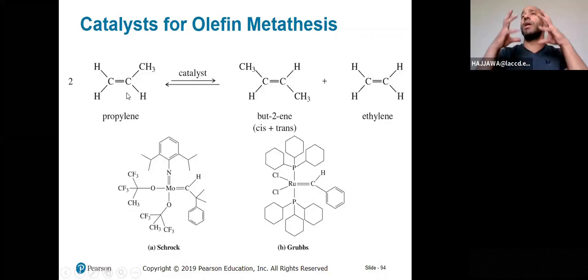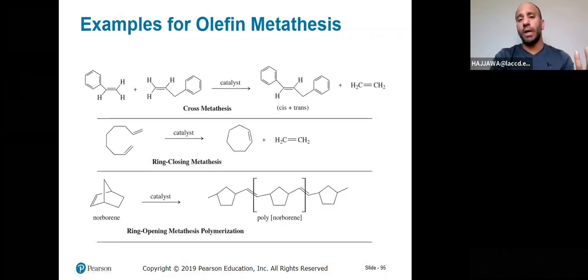So think of it as a C double bond C that's going to break on both alkenes, and you're going to switch partners. That's the cross metathesis, or the olefin metathesis. And if you have the possibility of forming cis and trans, you will end up making both of them. So that's important to keep in mind.